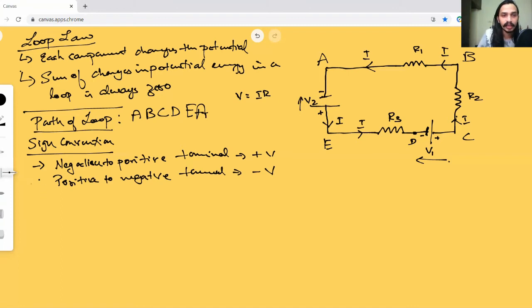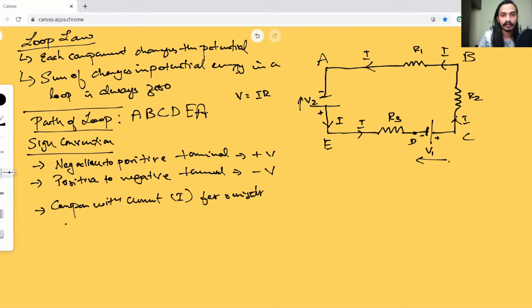All right, that is for the battery. When we come to the resistors, which is the next component, we are going to compare with the path of current, which is nothing but I. Look at the current. For a battery, you don't need to worry about current.